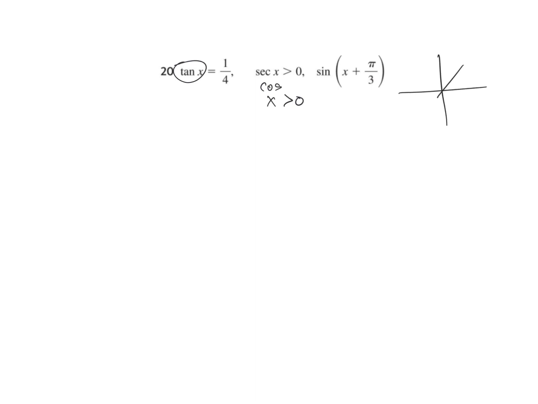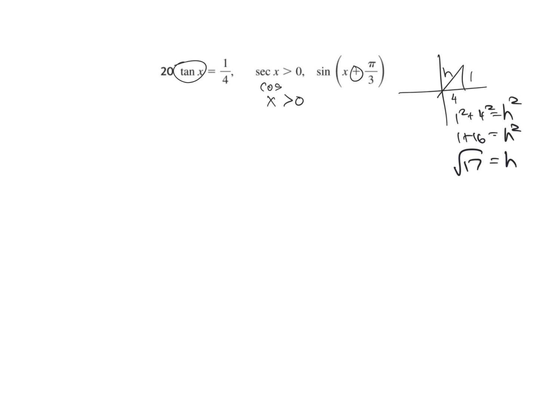So again, let's go ahead and do this. Tangent is opposite over adjacent. So what is your hypotenuse? 1 squared plus 4 squared equals hypotenuse squared. 1 plus 16. So h is equal to the square root of 17. Okay, so now what do we have?